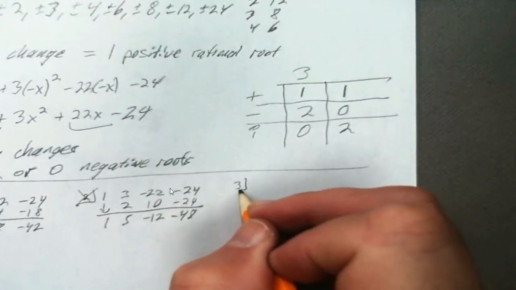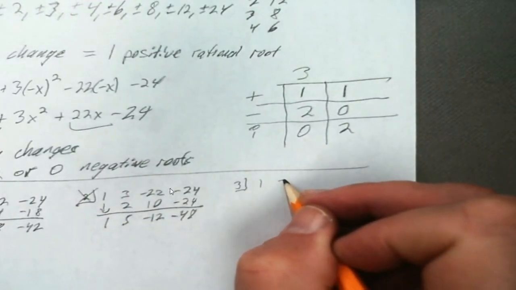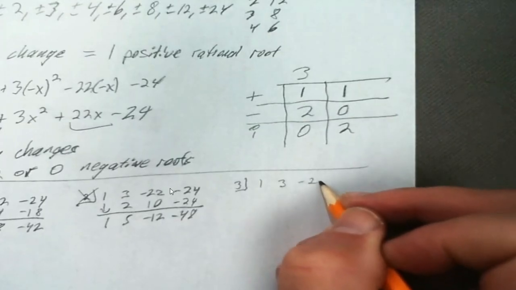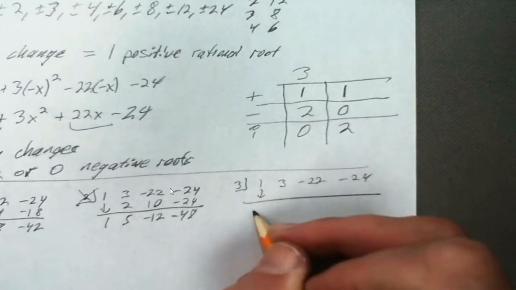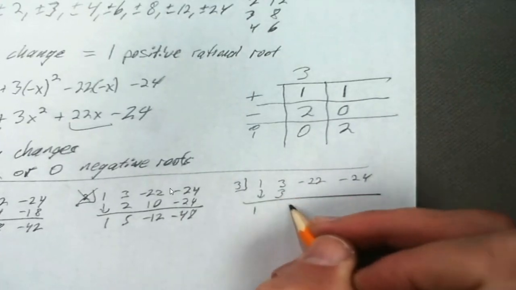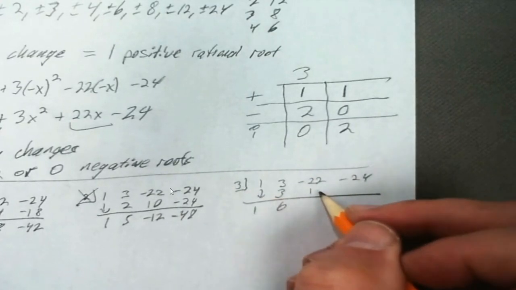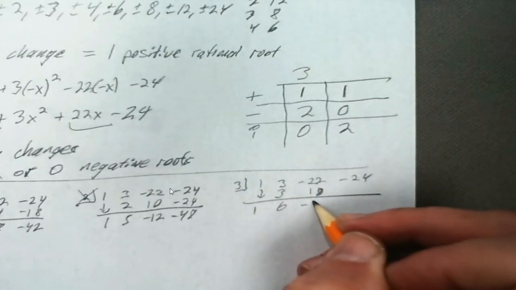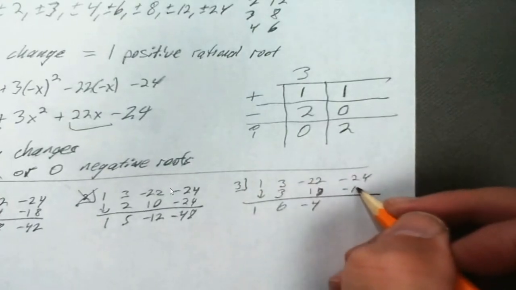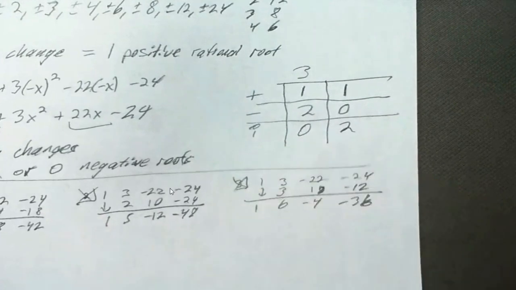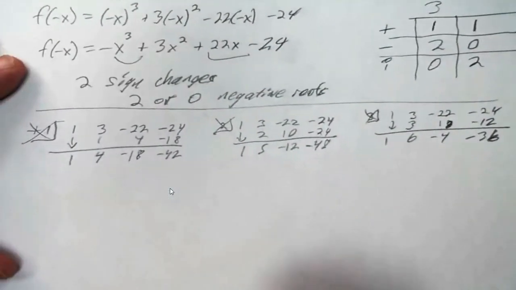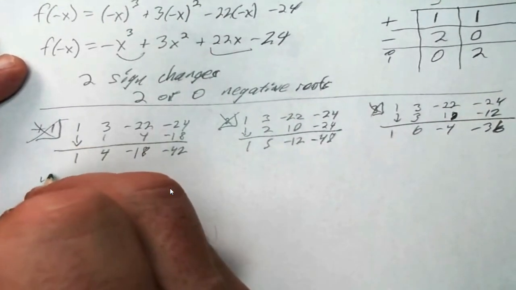How about 3? 1, 3, negative 22, negative 24. 3 times 1 is 3. Add those. 3 times 6 is 18. Add those. Negative 12, negative 36 is the remainder. Not a solution. So 1, 2, and 3 don't work. Let's try number 4.